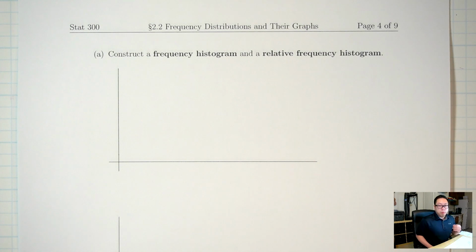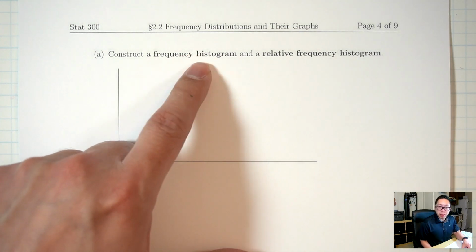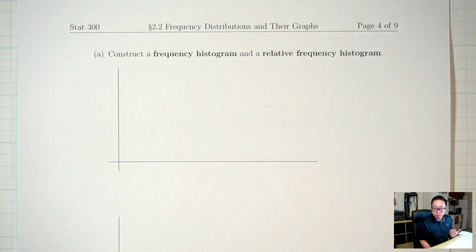Okay, so we've organized the data using a table. So now let's talk about summarizing data with some graphs. We're going to talk about three types of graphs in the next couple of pages. So the first one is histograms. So a frequency histogram and a relative frequency histogram.